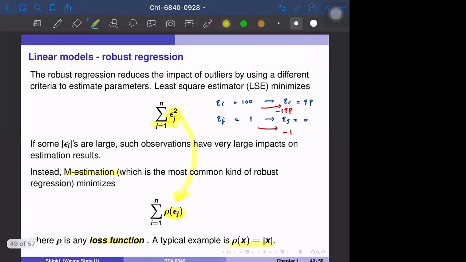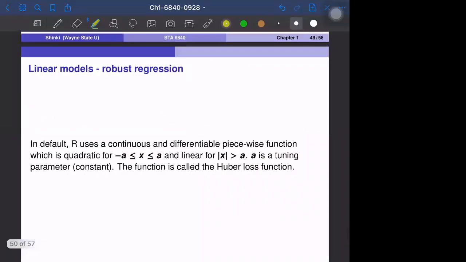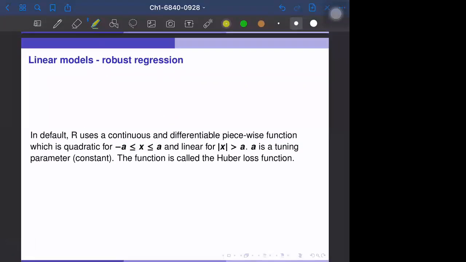Of course, if outliers are really clear, so you know that one observation was recorded by mistake, then you can remove them one by one by hand. But the idea is to remove the impact of outliers automatically and in a more objective way. Okay, so I said rho of x equal to the absolute value of x is one typical example of an M estimator. That is a common method for robust regression.